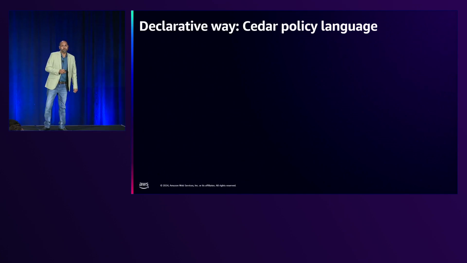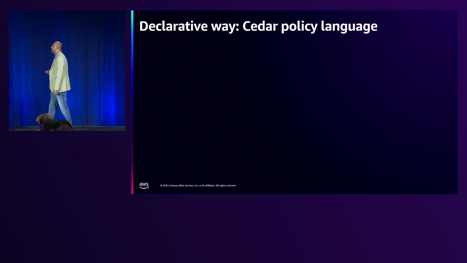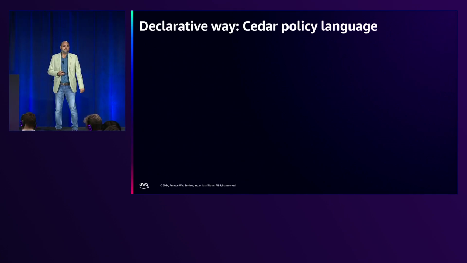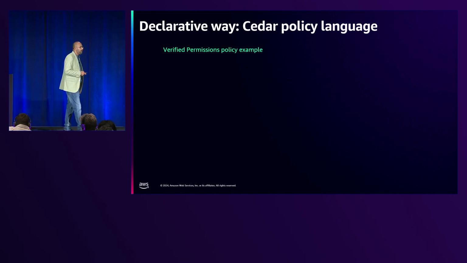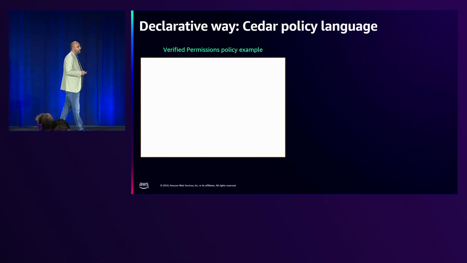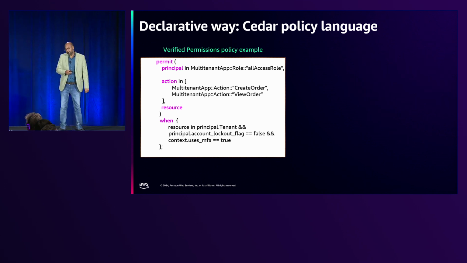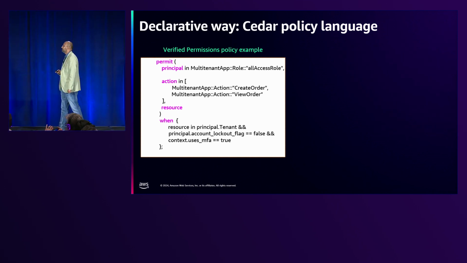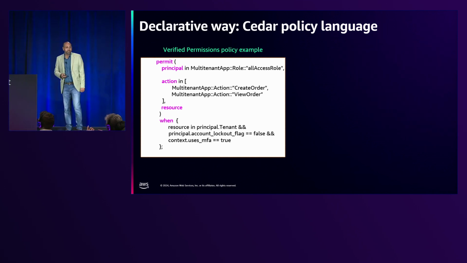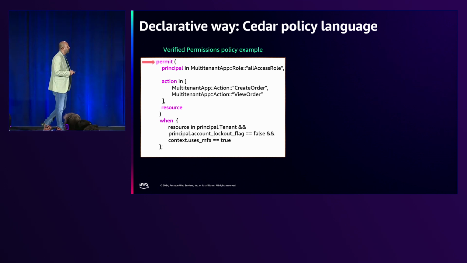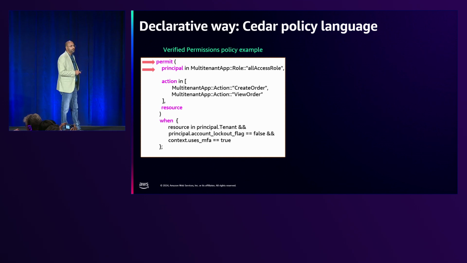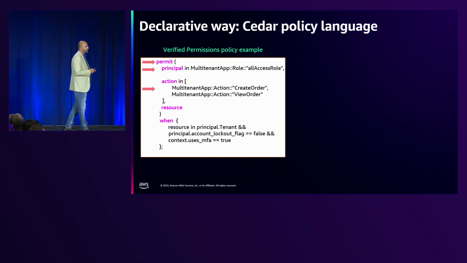So how does the declarative policy look? Cedar is one of the policy languages which is often used for defining those declarative policies. If you see the sample here, this is what a policy defined with the Cedar policy language looks like, and it has multiple parts. First, what it permits: the principal could be an end user or a role.